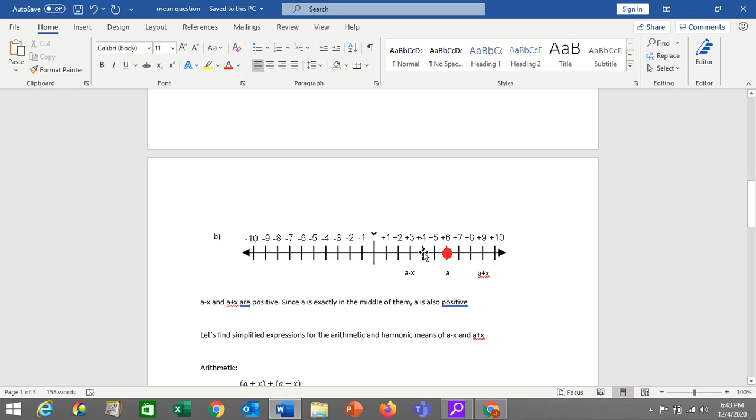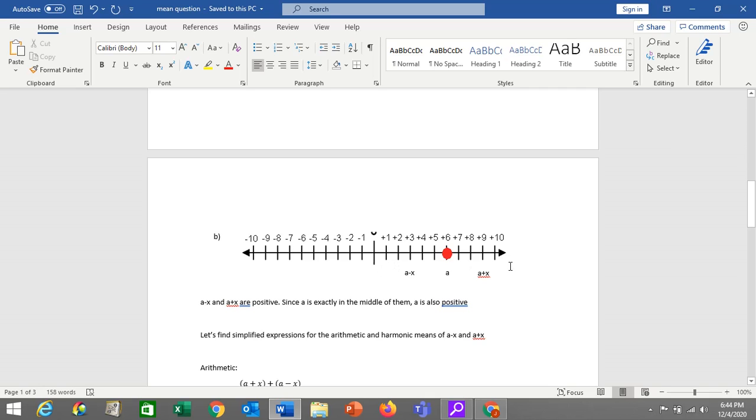So if we go in the negative direction, then we're doing minus x. So in this case, maybe x is 3. You go 1, 2, 3. So this would be a minus x. You're a distance of 3 away from x in the negative direction. And you can go a distance 3 away from x in the positive direction. So again, we don't know what a is or what x is, but this is the kind of visual arrangement that we have.